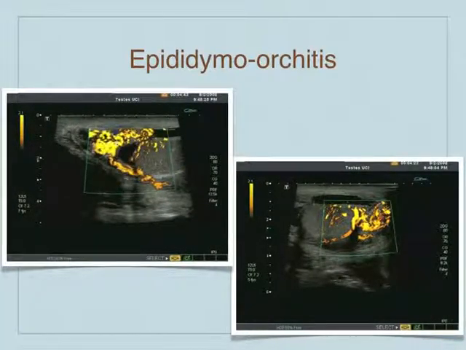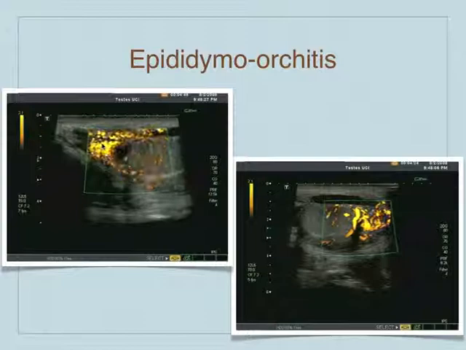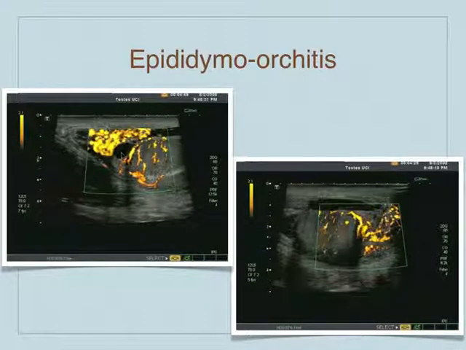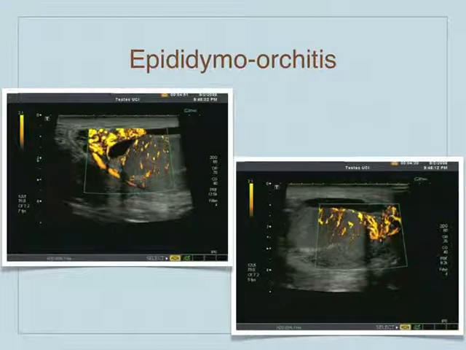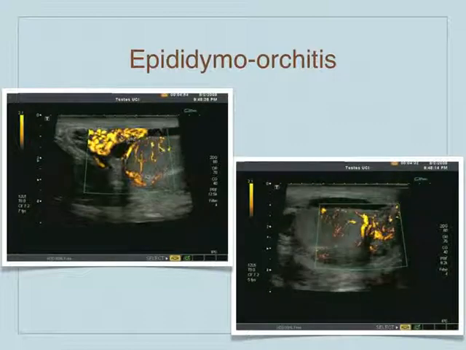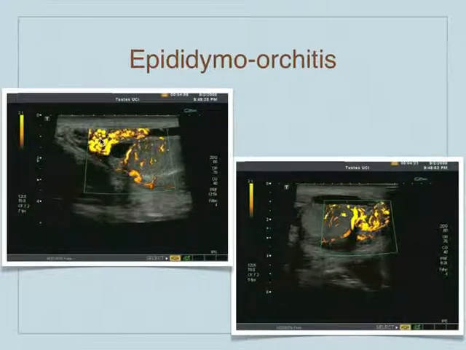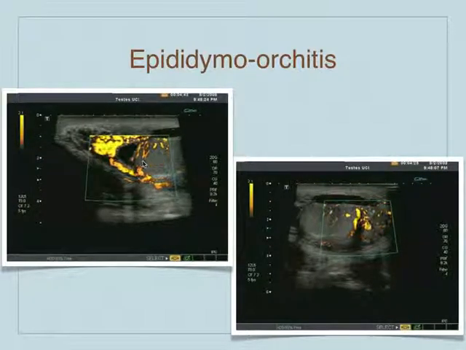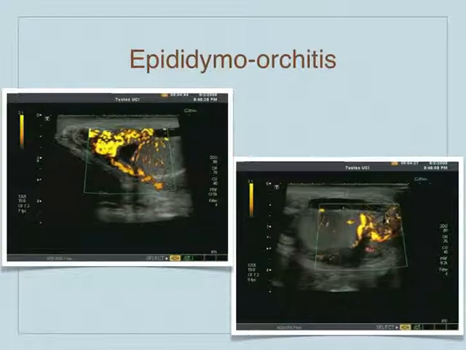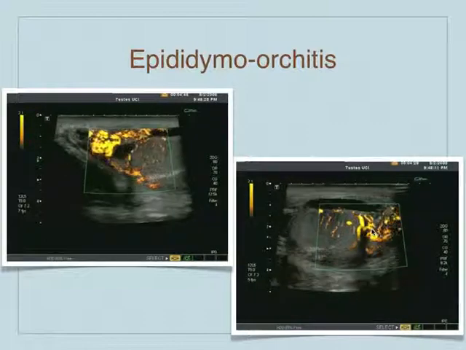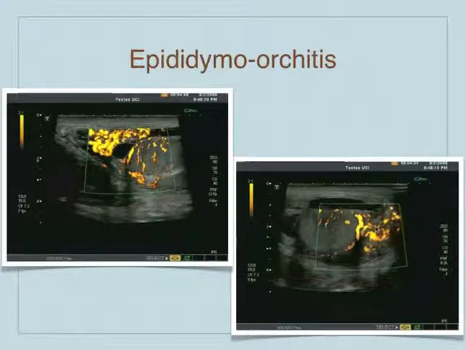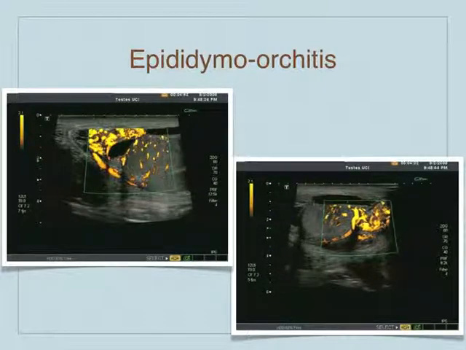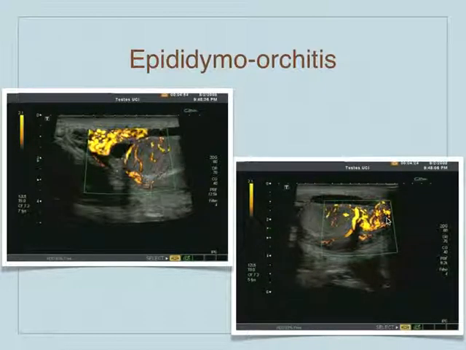This is the head of the epididymis, seen above the testicle or superior to it, and we put power flow on. It's very hyperemic, lights up like a Christmas tree. This is an example here of epididymo-orchitis. The testicle itself is also very hyperemic. We go down here to the tail of the epididymis. Remember, the epididymis has a head, body, and tail. In this case, we're seeing, again, orchitis and epididymitis as well.